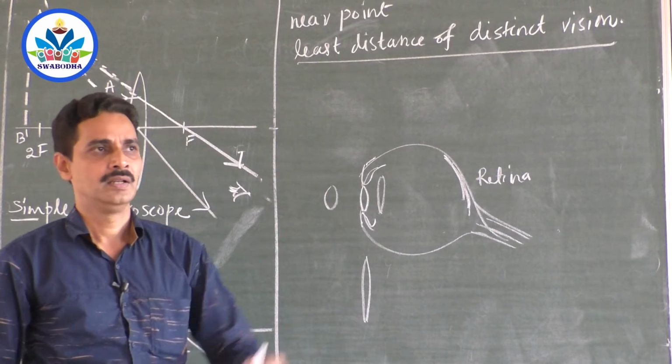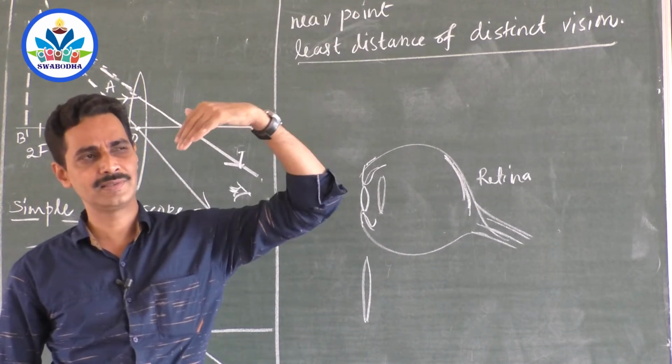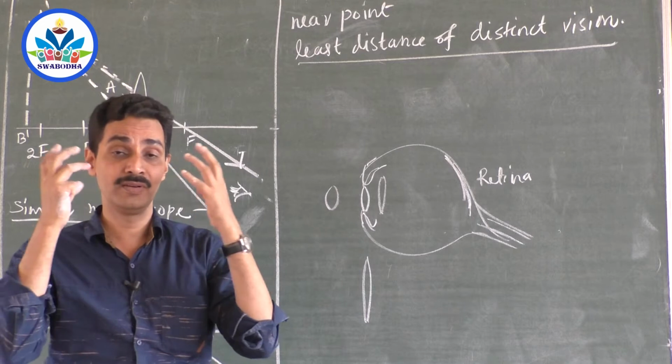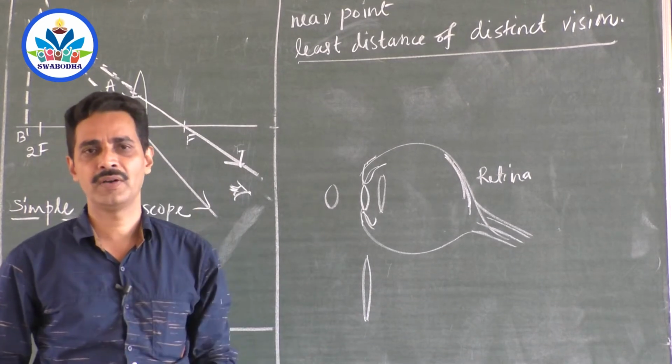What do you mean by that? As the object is very very far away, suppose you are looking into a very distant hill, your eyes are fully relaxed. So if you want to relax your eyes, you have to look into a very far away object.